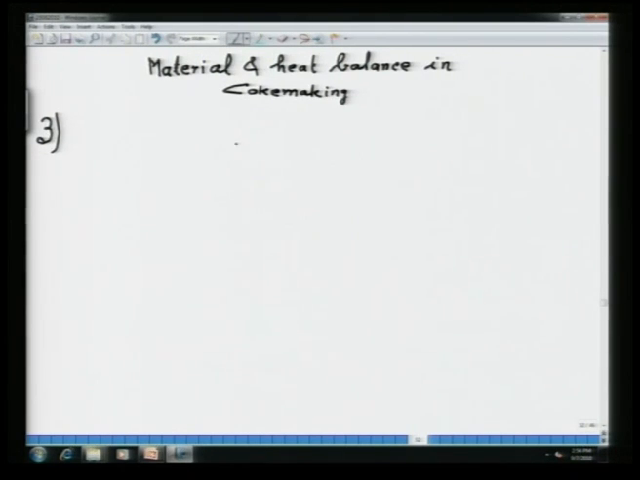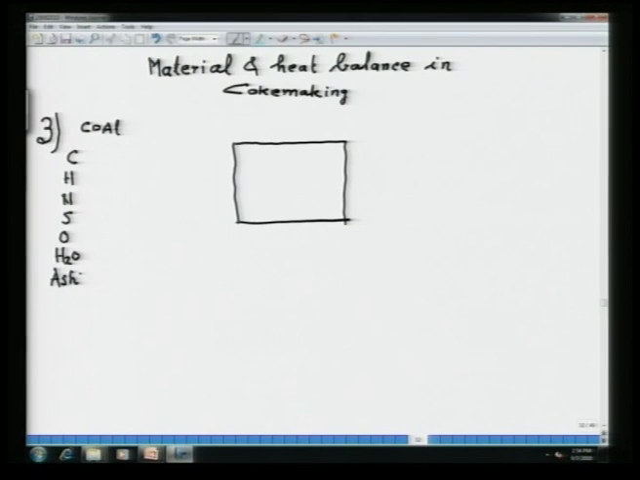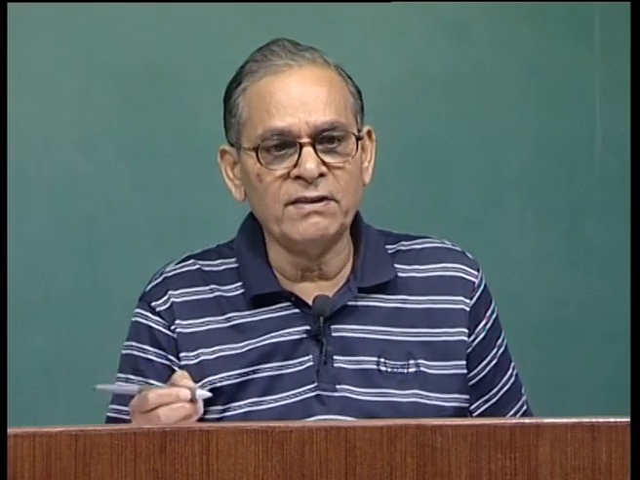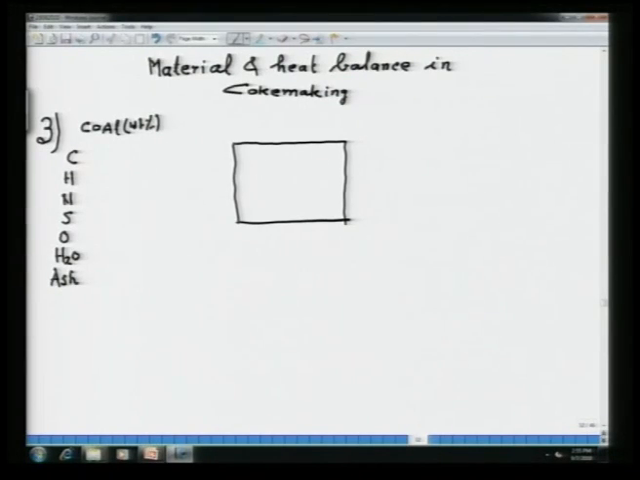Now, problem number 3 says, here I will just draw a block diagram for the material balance and heat balance exercise. Here I am introducing coal, its composition: carbon, hydrogen, nitrogen, sulfur, oxygen, H2O, ash. There is no need to write weight percent, because the composition of solids is normally given in weight percent unless otherwise stated. So, this is of course in weight percent. Here it is carbon 76.1, hydrogen 4.6, nitrogen 2.3, sulfur 1.9, oxygen 2.5, H2O 6.3 and ash 6.3.